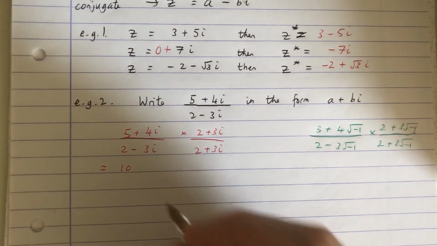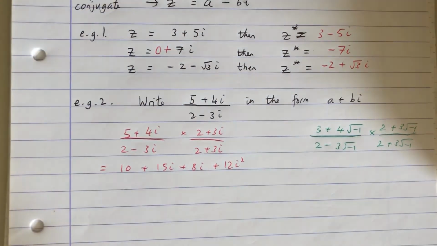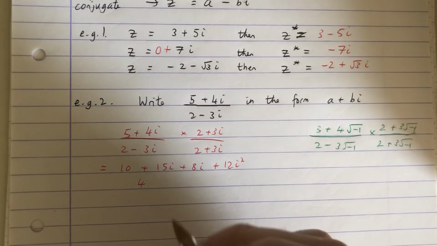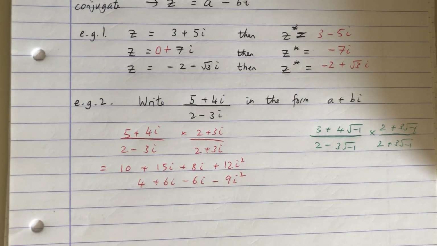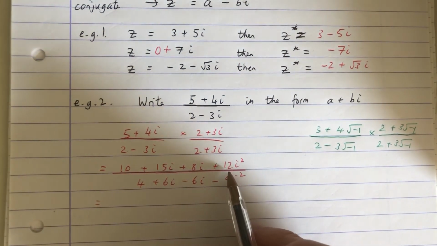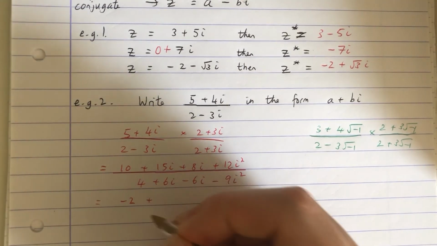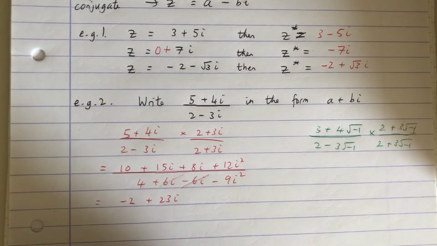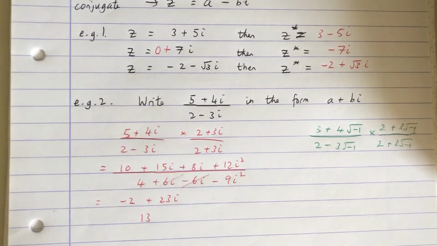So let's times the numerators. We've got 10 plus 15i plus 8i plus 12i squared. The denominator, lots of things should cancel. I'll write it out in full first. You've got 4 plus 6i minus 6i minus 9i squared. Collect like terms and simplify. Remember, 12i squared is the same as minus 12. So it's minus 2 plus 23i. 6i subtract 6i disappears, and negative 9i squared is the same as plus 9. So that's over 13.